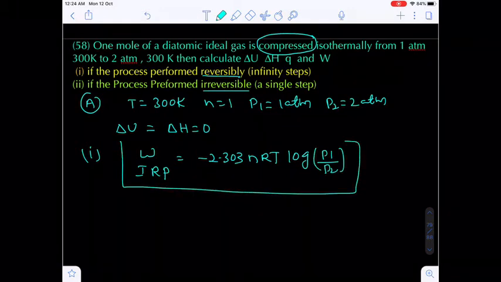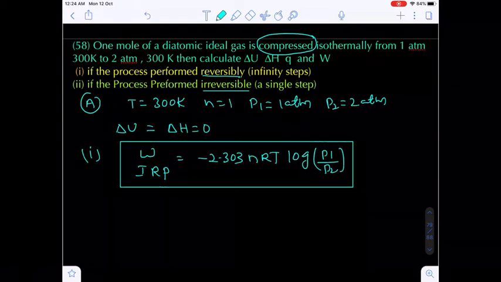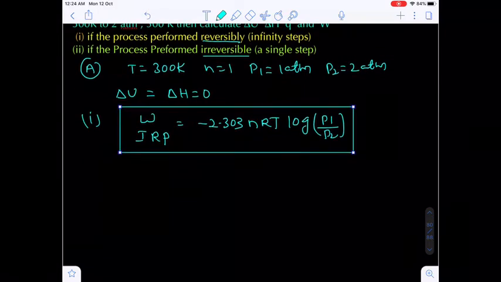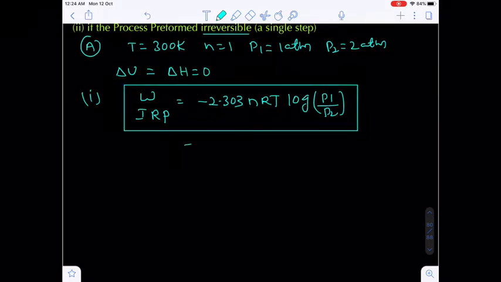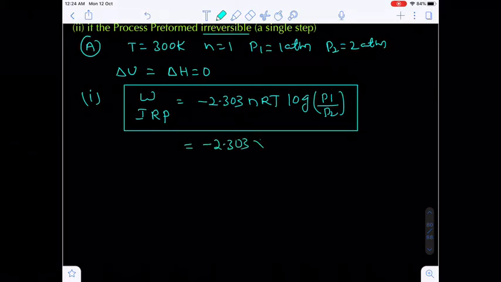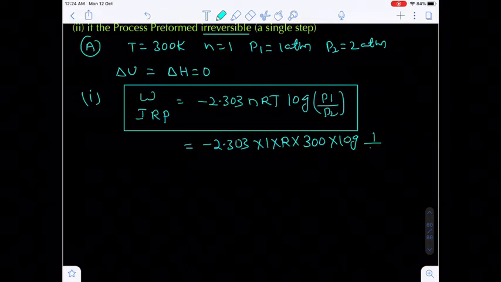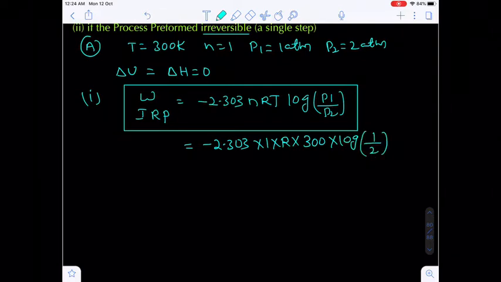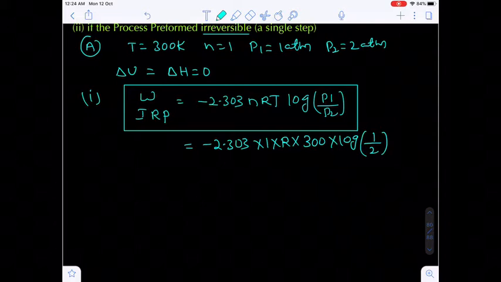Remember, once again I am repeating, even for expansion or compression in an isothermal process, the work done formula will be the same. Now here, minus 2.303, number of moles 1, R as it is, temperature I am taking 300 Kelvin, into logarithm of pressure 1 atmosphere P1 and 2 atmosphere P2. So it will be minus log 2.